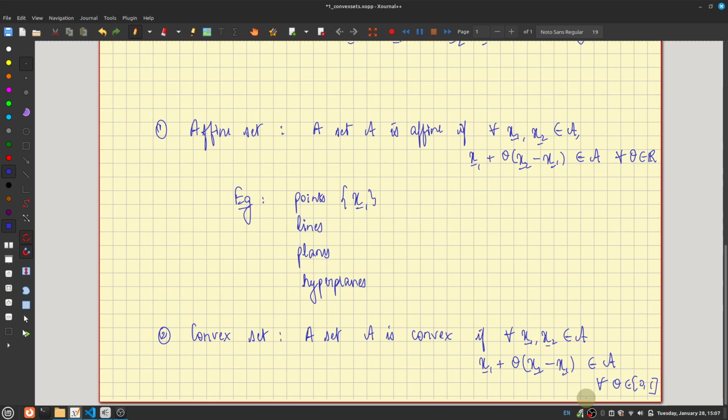Right? So A is said to be convex if you pick any 2 points, then the line segment that joins those 2 points should also lie within the set. So if I take a set that looks, say, something like this, it is not convex, because if I take, let's say, a point over here and a point over here, then this entire line segment does not lie within the set.